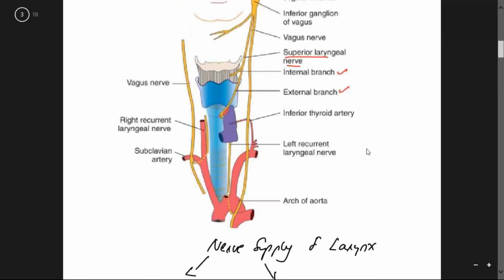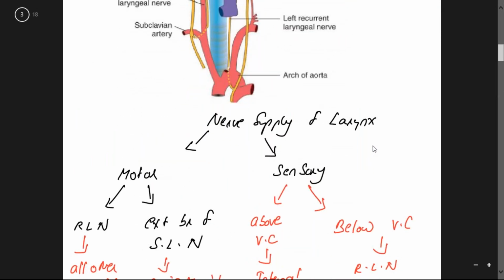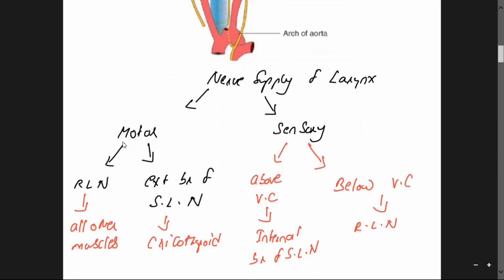Now coming to the nerve supply of larynx. See, the nerve supply of larynx is divided into motor and sensory. The motor is the recurrent laryngeal nerve, the major supplier, which is a branch of vagus, which supplies all the muscles except the cricothyroid, which is supplied by the external branch of superior laryngeal nerve, which is also a branch of vagus nerve.